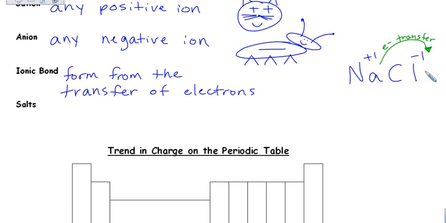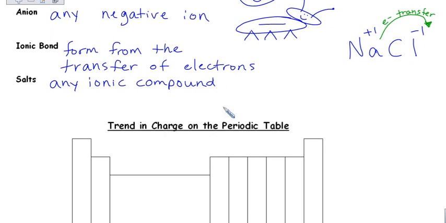Salt is just a name for any ionic compound. A very general term. So in the lab, we're going to test some ionic salts. They don't all have to be sodium chloride. I mean, we call that table salt. But salt in general just means anything ionic. So you might hear that term in the lab a little bit.